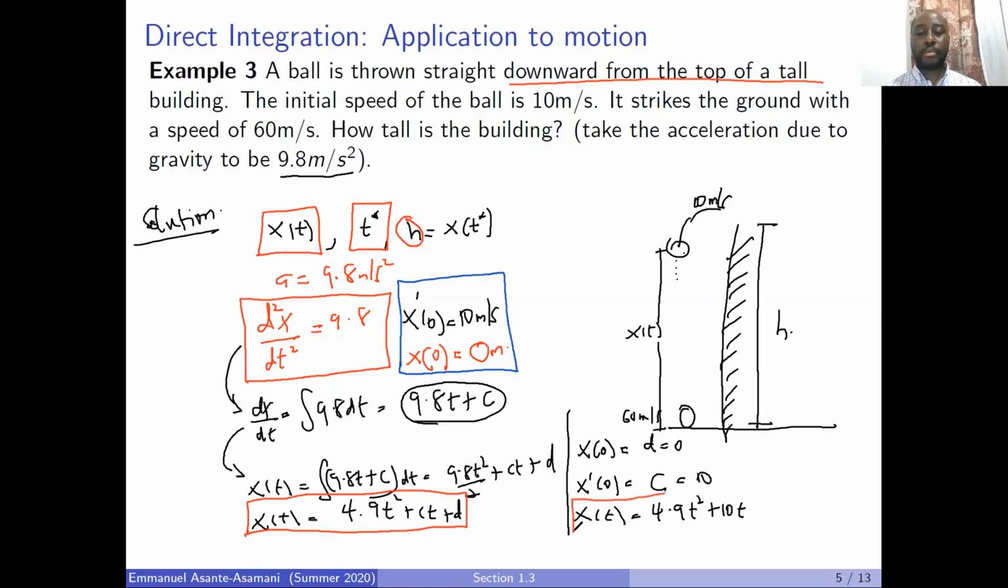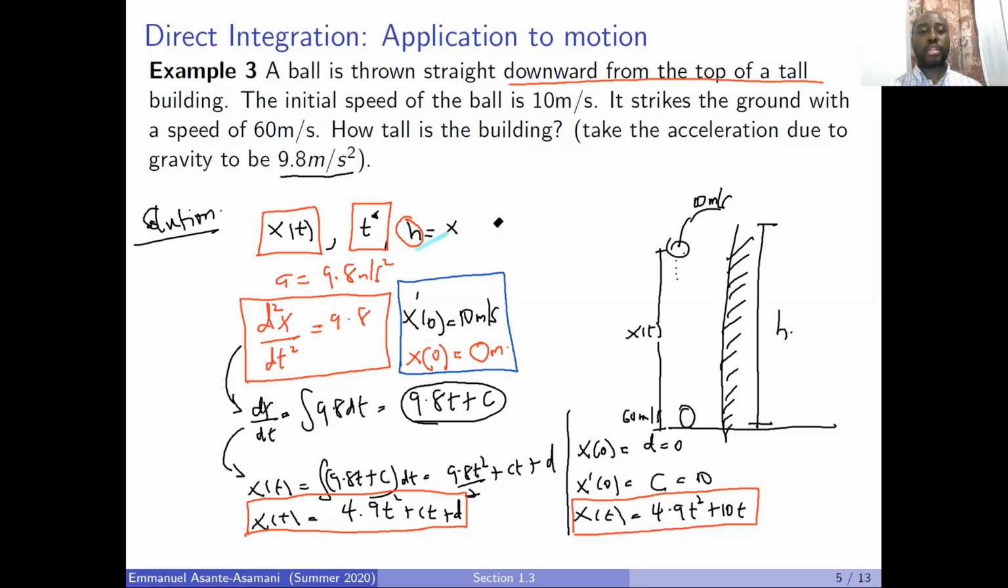So here we have it. That's our particular solution. And this function is telling me the distance traveled by the ball at any time t. Okay, so now what remains is that if I want to know the height of the building, then I need to know when the ball strikes the ground. Okay, so how do I do that? How do we figure out where the ball strikes the ground?